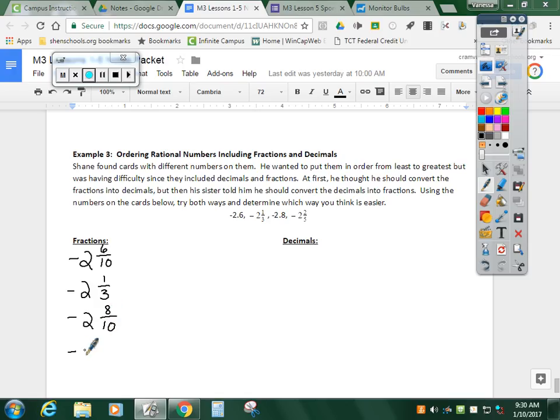And then I have negative 2 and 2/5. Okay, so fractions, you have to find a common denominator. I'm not going to simplify them because I have a common denominator in my head already. I have a 3, a 10, and a 5, and I know that I can make 30 out of this. 30 is going to be either LCM or LCD, least common denominator.